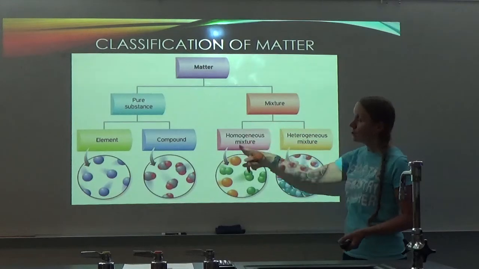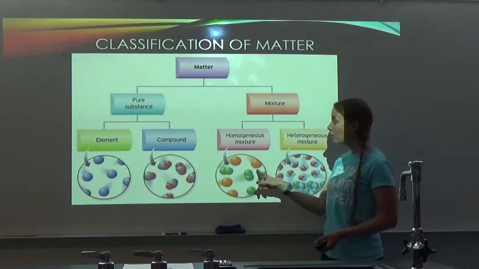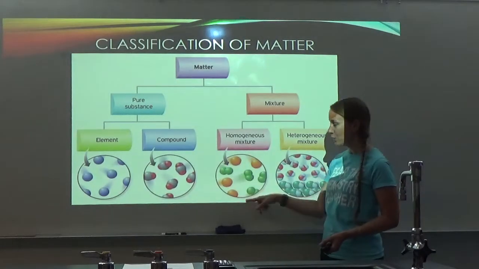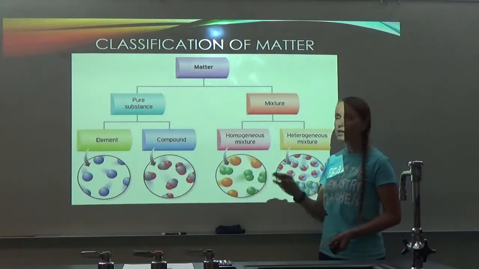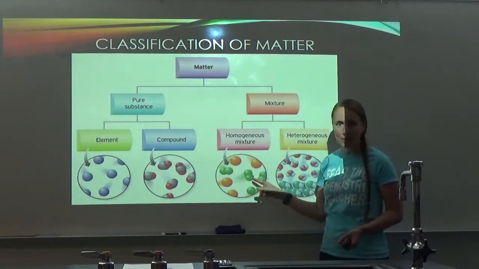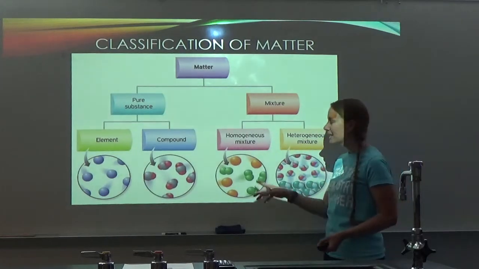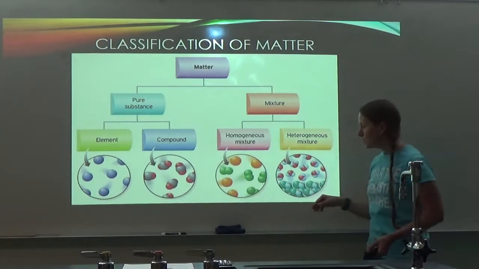If it's a mixture, there's two options. You have homogeneous and heterogeneous. Remember how I just told you, homogeneous appears the same throughout, but if we could zoom in on the particles themselves, they clearly aren't the same. But just looking at it in reality, it's going to look the same throughout. This is a homogeneous mixture.